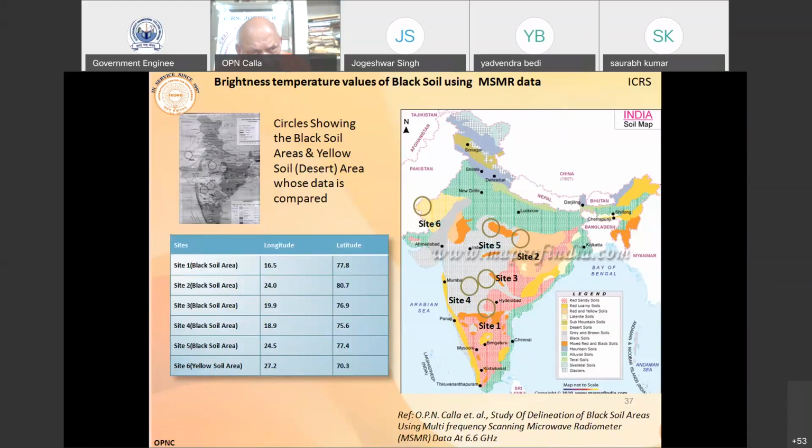What we are trying to do in this first part is compare the black soil parameters with respect to the yellow soil parameters. That is what we do in MSMR. That was in set one, and this paper we presented.